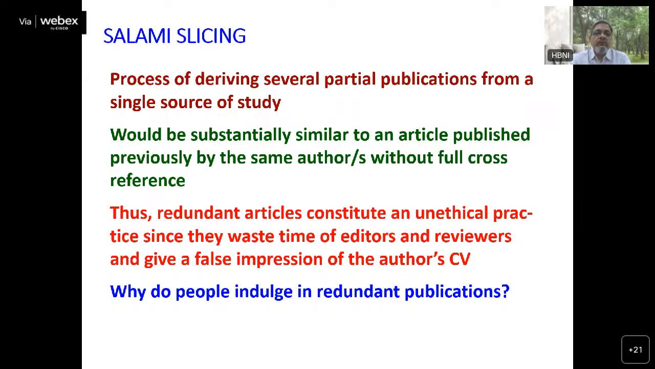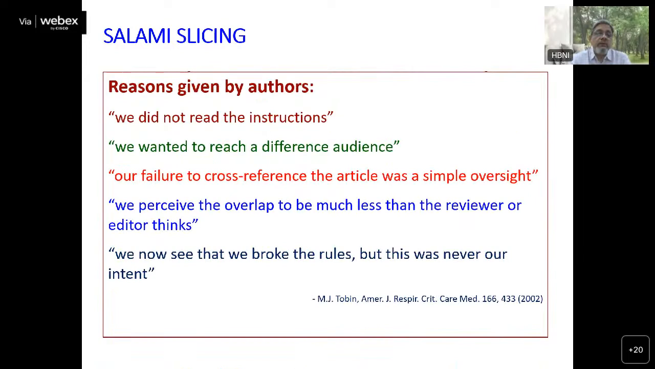So what you are essentially doing through redundant publications is that, first of all, you are wasting the time of the editors and reviewers of the journal to which you are sending these papers. And then the CV of the author will get bloated up by all these duplicate publications. And so why do people indulge in these kinds of publications?